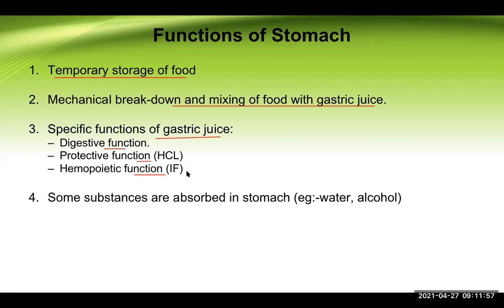Another function I can mention here. Iron in the food is available in two different forms: one is called the ferric form and the other is called the ferrous form. The ferric form of iron is converted into the ferrous form in the stomach in the presence of hydrochloric acid, and then that ferrous form is absorbed. So this is also a function of the stomach.